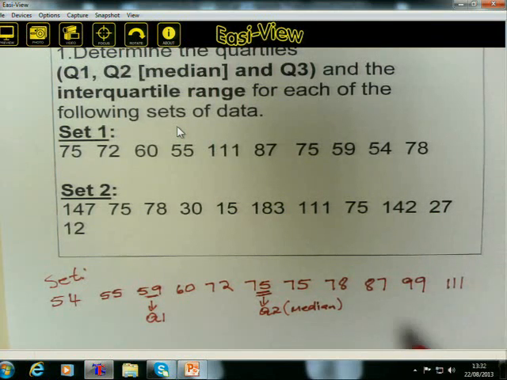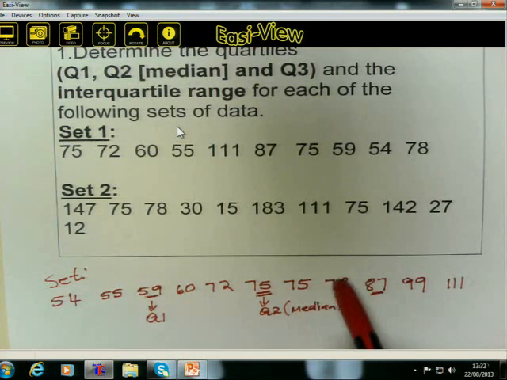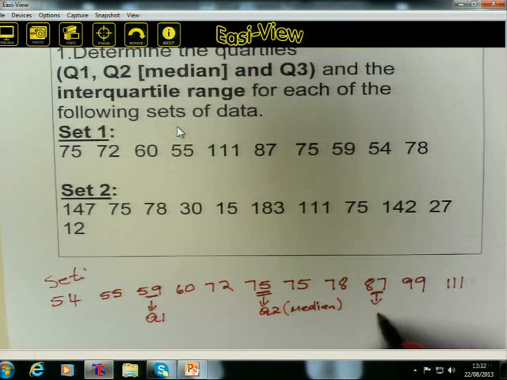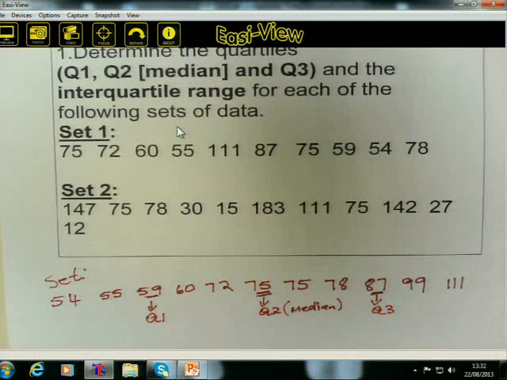Now, for determining Q3, let's move to the second half of our data. In that second half of our data, we have 1, 2, 3, 4, 5 values. Because 5 is an odd number, it means we are going to have one number in the middle. Let's see. 1, 2, 3. And 1, 2, 3. That means 87 is our Q3.